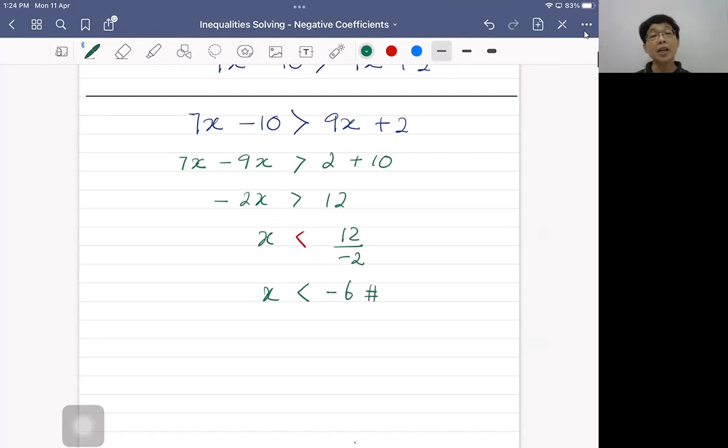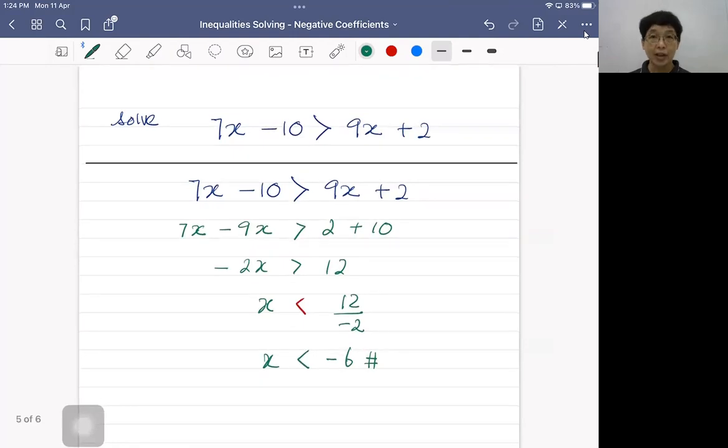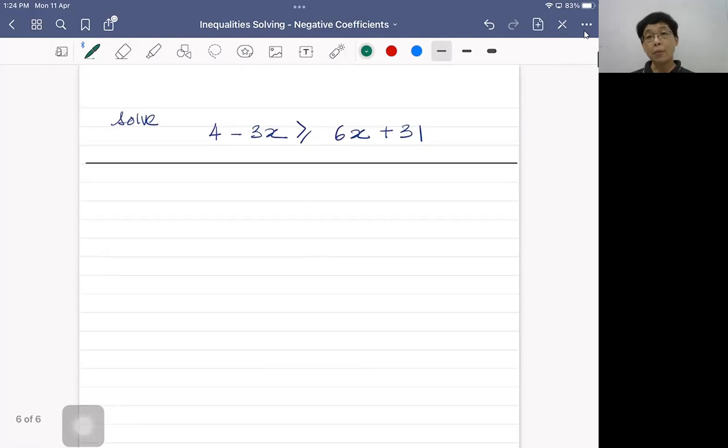Okay, go ahead and test it out. Take any number less than -6, substitute into both sides of the inequality, and you're going to find you get a true statement. Okay, now the final example in this video. Pause it now and work on it together. See you later.